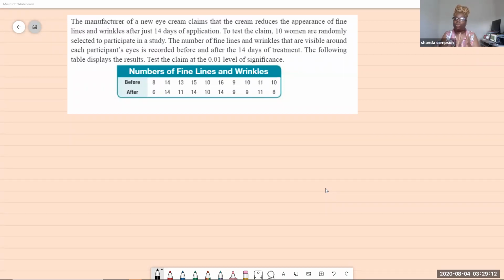Now, remember, all your problems are going to be mixed up. They're not going to be in sections and little videos when you get your exam. So how do you determine what kind of test this is? Well, you determine that these are not 2 independent samples. These are the same 10 women doing a before and after.